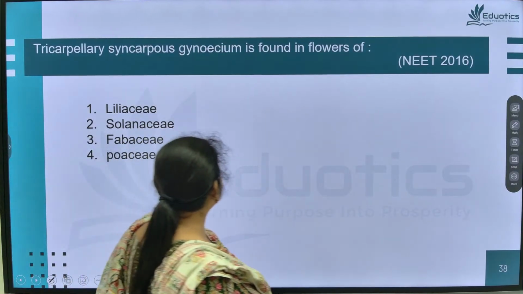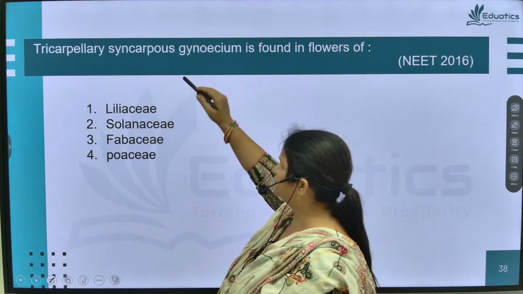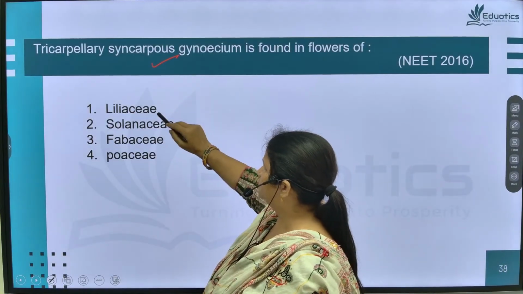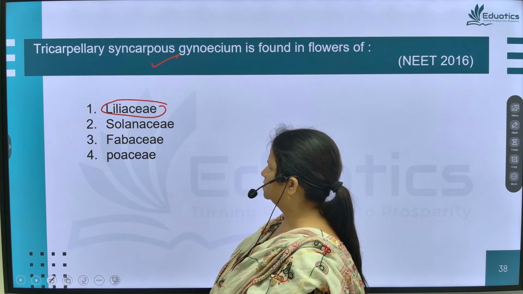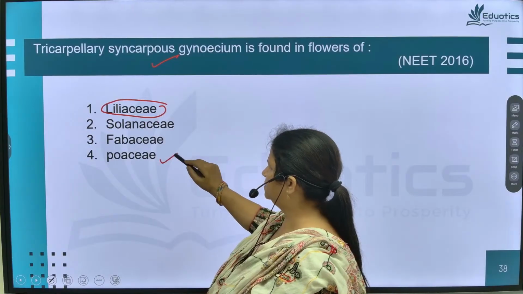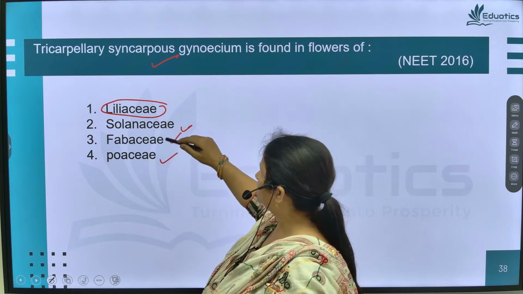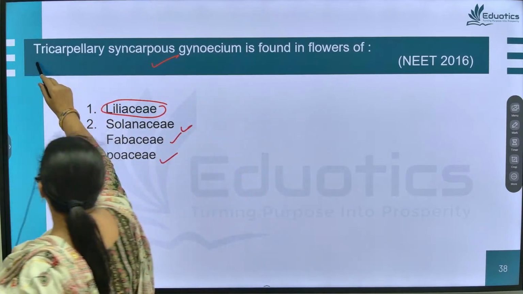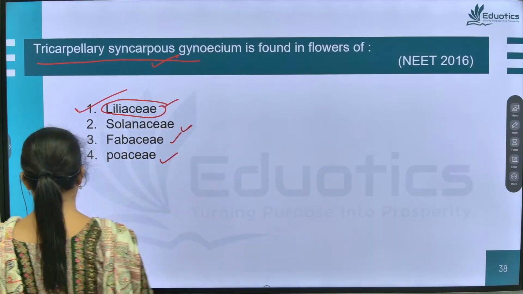Tricarpellary syncarpous gynoecium is found in the flower of. Tricarpellary syncarpous is the key feature of the family Liliaceae. Here it is monocarpellary, here it is bicarpellary. So whenever they talk about the tricarpellary syncarpous ovary, we should go for the family Liliaceae, and that will be the answer.